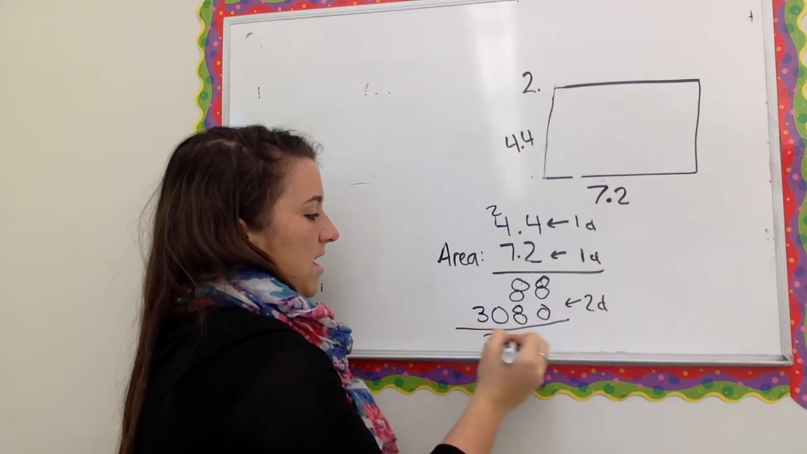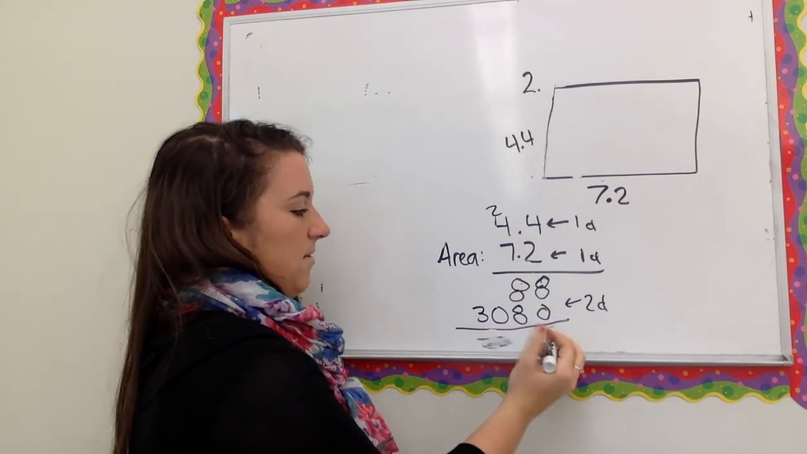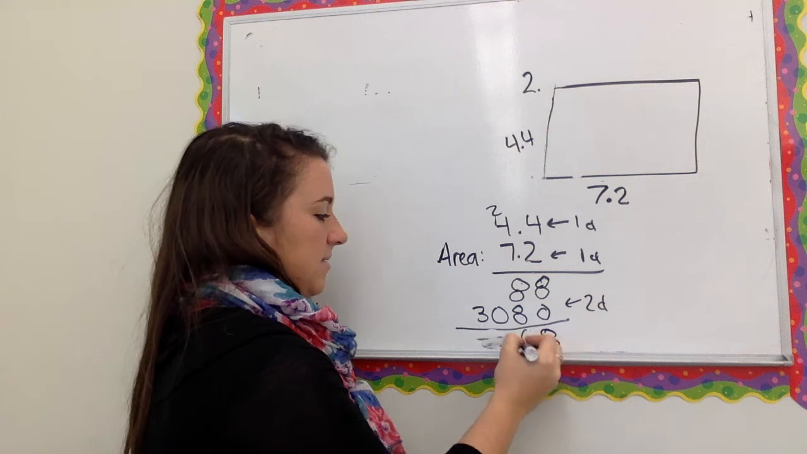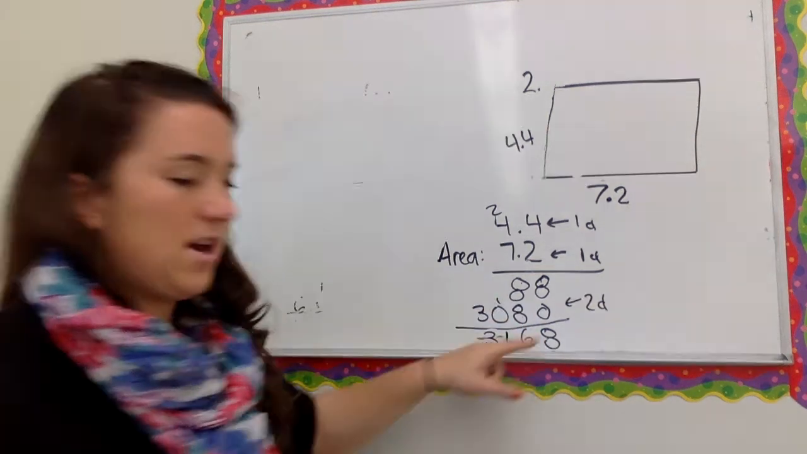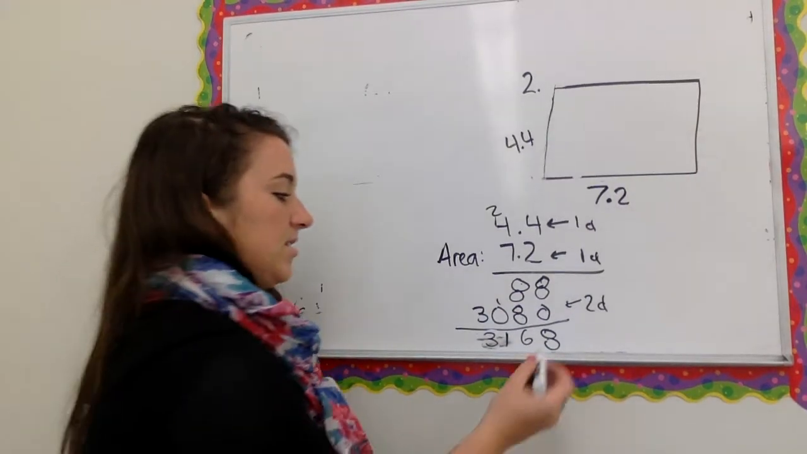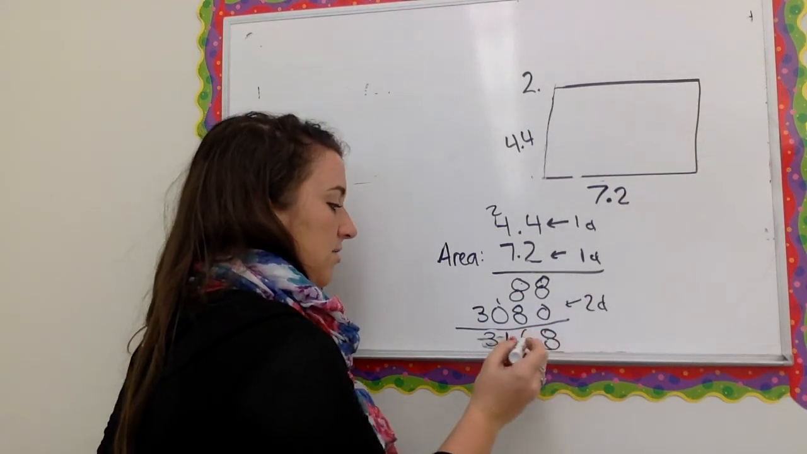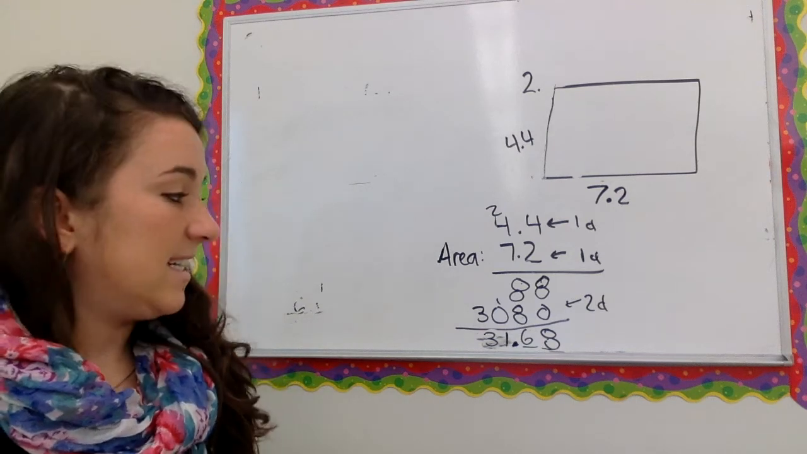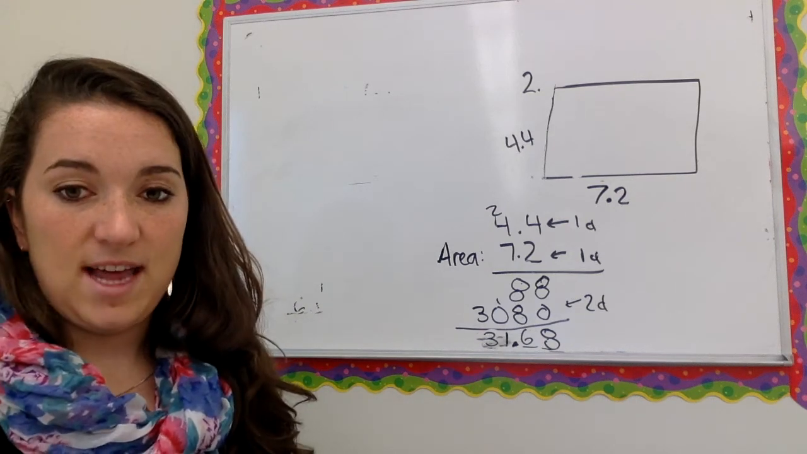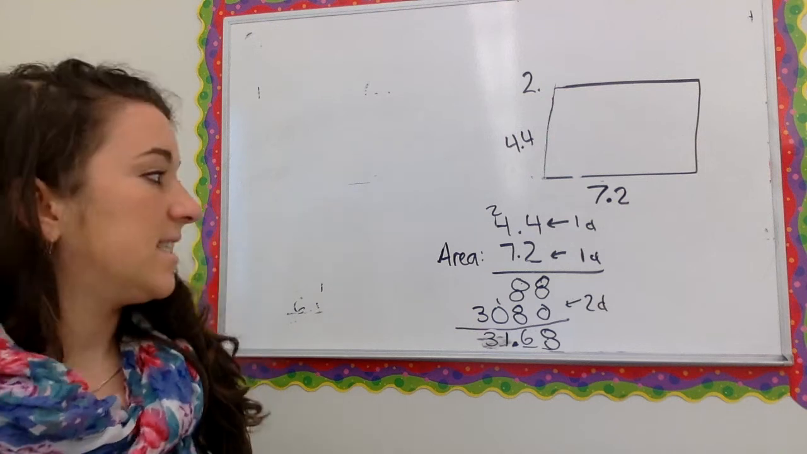Now I'll end up with 30, starting adding on the right. 8 plus 0 is 8, 8 plus 8 is 16, 1, 3. And I know that I have 2 digits behind the decimal place, so I'll count 1, 2, starting from the right, and my answer will be 31 68/100. So the area is 31 68/100 inches squared.